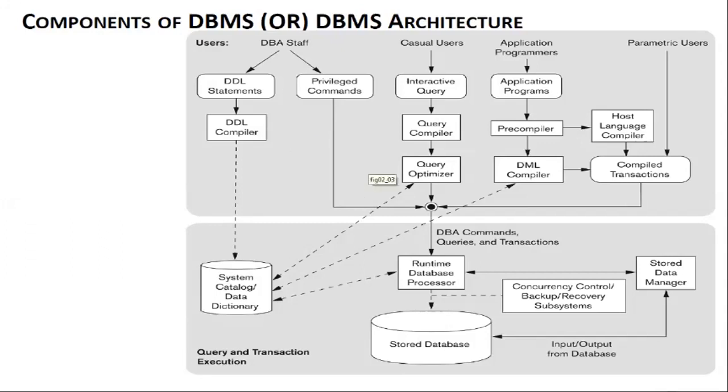Then you have the casual users, application programmers, and parametric users. The casual users will be using interactive queries, and application programmers will interact with the database management system through application programs. And there is another category of user, parametric users. Now we'll see them one by one.